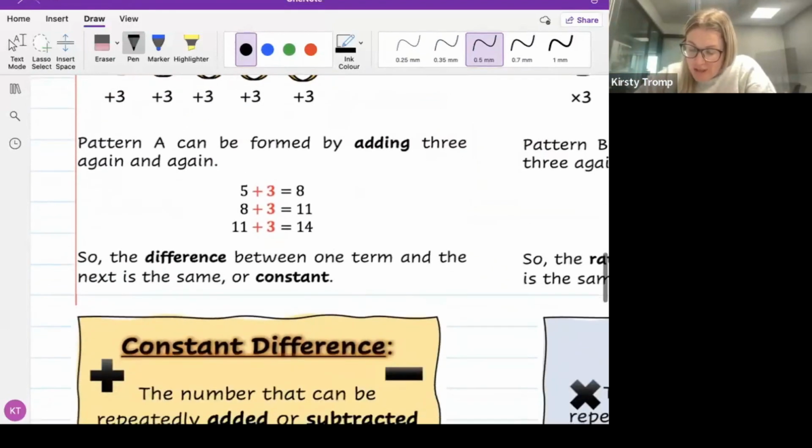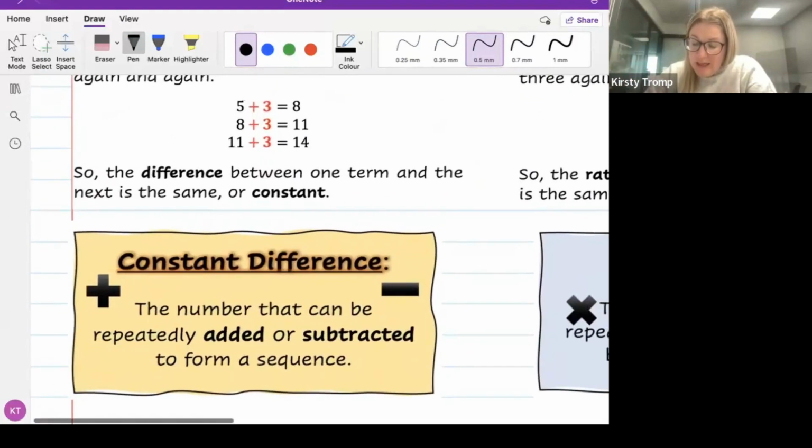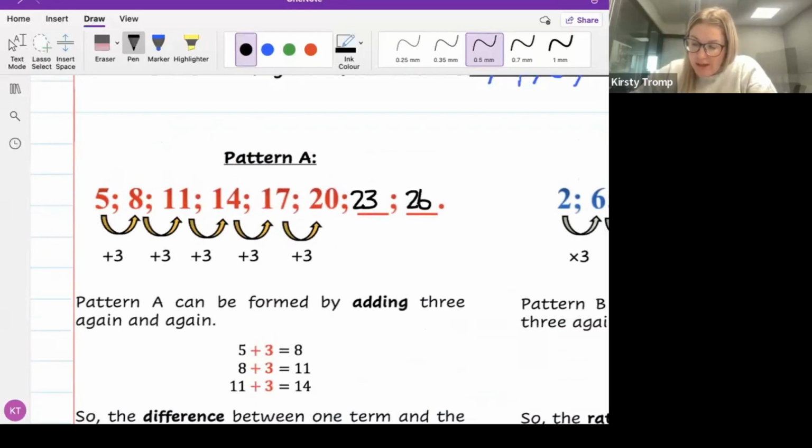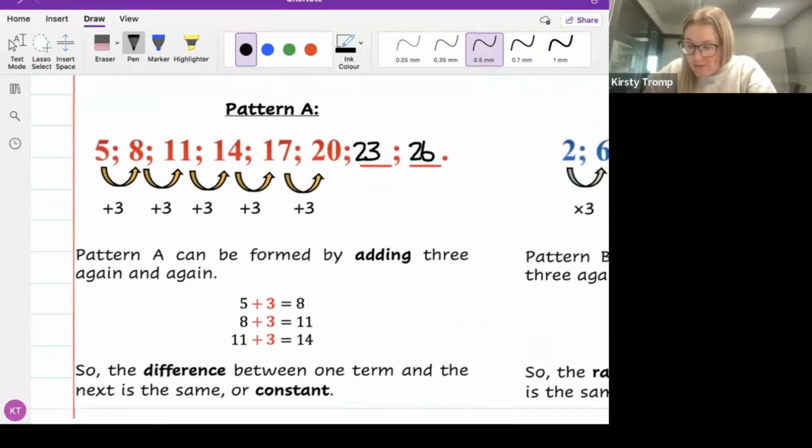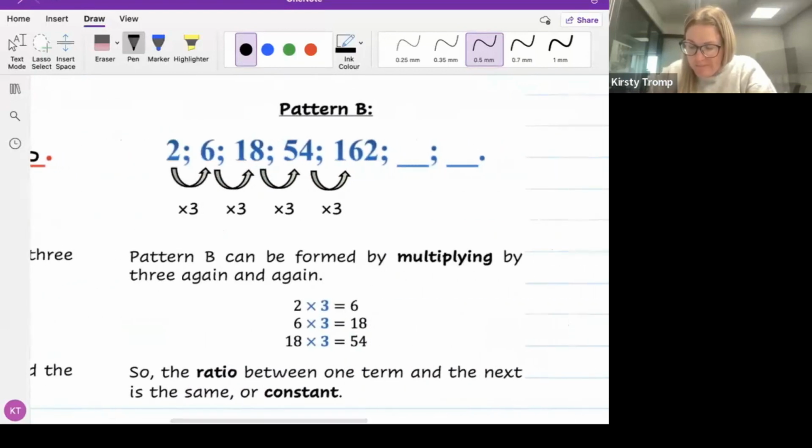When we have a constant difference, it is the number that can be repeatedly added or subtracted to form a sequence. That's what it means when we have a constant difference. If we have a look at pattern B, and I will let you take a nice big screenshot of these notes a little bit later on once we finish completing them.